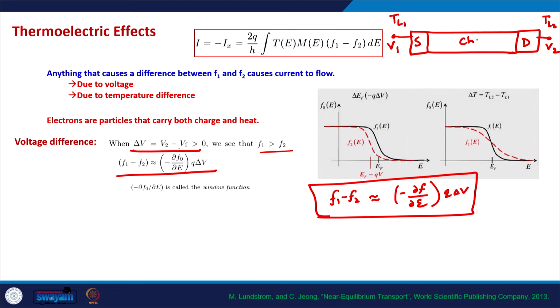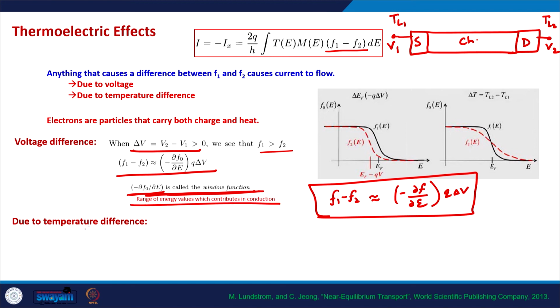And in near equilibrium transport, instead of F1 minus F2, we just put minus del F by del E times q times V naught. And this minus del F by del E is known as the Fermi window function. Okay. Just to quickly review. And this also gives us the range of energy values which contribute to current conduction. So, the current conduction happens just in a certain window of energy values that is given by the Fermi window function.